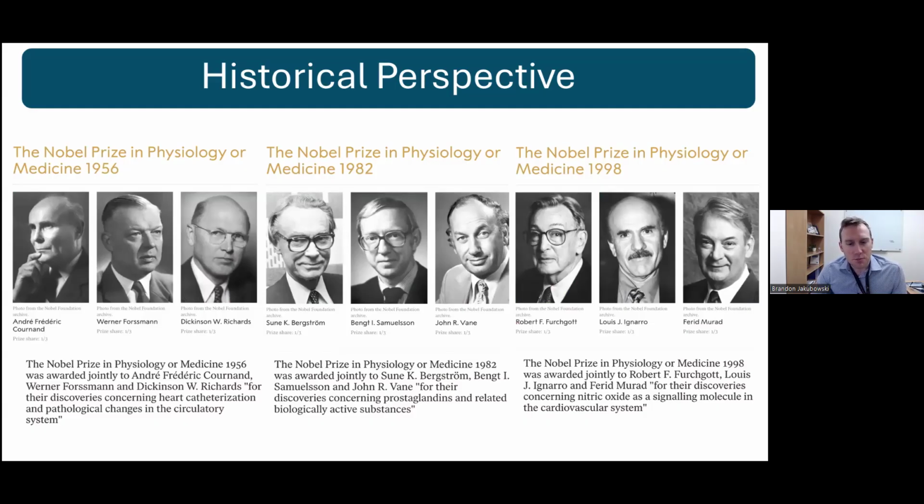But despite the small size of pulmonary hypertension within the medical field, we have 3 Nobel Prizes that have been awarded because of PH research, essentially. The first one being to Forssmann and some of his French colleagues for the discovery of heart catheterization. The second one being for the discovery of prostaglandins and their effects as a biologically active substance. And the last one for the discovery of nitric oxide as a signaling molecule within the cardiovascular system.